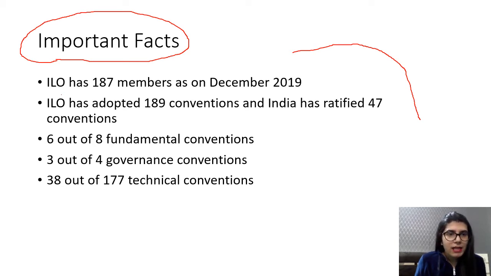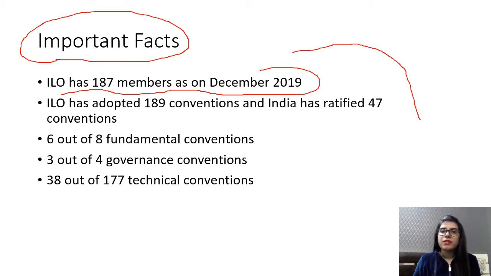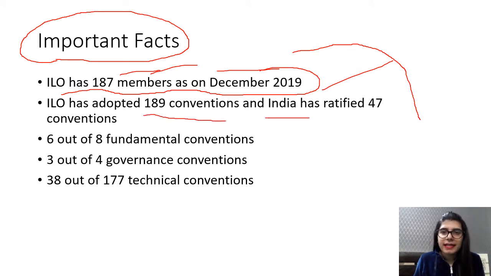ILO has 187 members as of December 2019. The last count of the members of the ILO is 187 as of December 2019, and I have checked it. As of now also it's 187 only. If some people watch my video a year later, you need to check it. Now ILO has adopted 189 conventions and India has ratified 47 conventions.